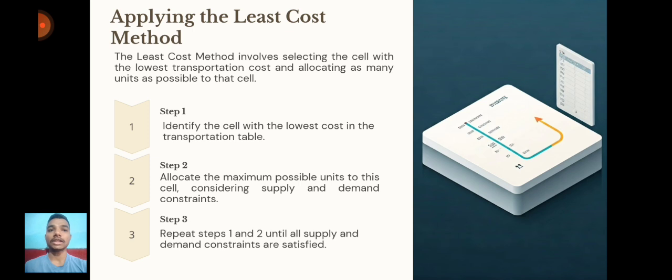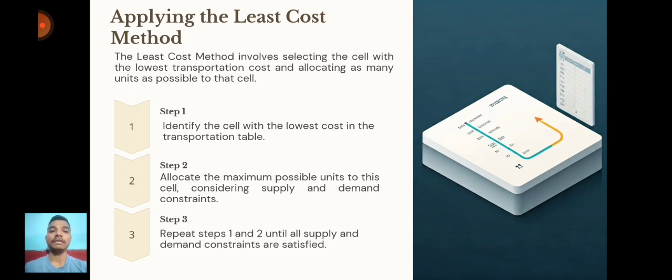Applying the least cost method. The least cost method involves selecting the cell with the lowest transportation cost and allocating as many units as possible to that cell. Step 1.